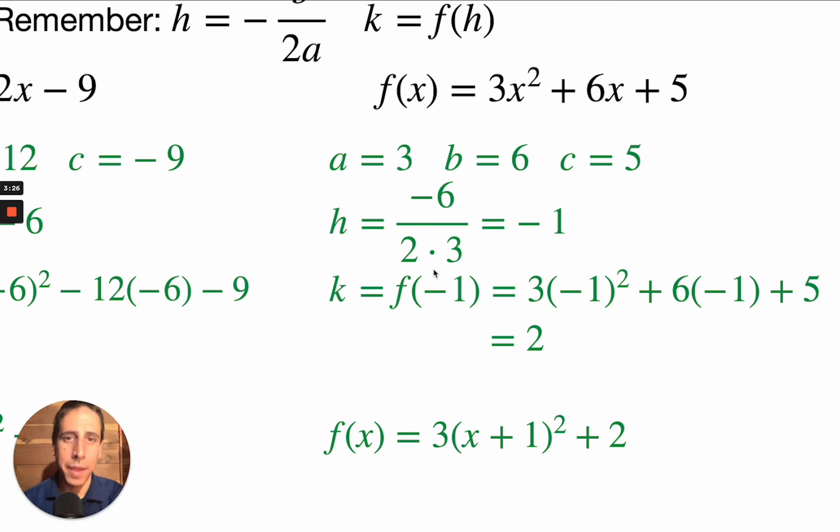Plug that negative 1 back into the function, and you get 3 times negative 1 squared plus 6 times negative 1 plus 5. Negative 1 times itself is positive 1, so it's 3 minus 6 plus 5, which is actually 2. So that's the k value.